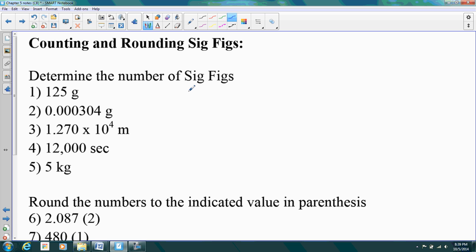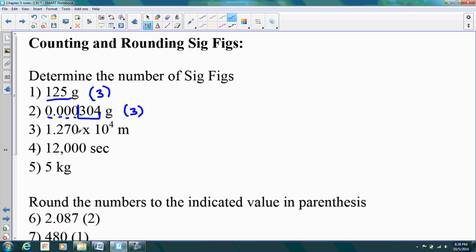If we take a look at this first one, you can see that I have 125 grams. There aren't any zeros in here, there aren't any decimal places, so this has three significant figures. All three numbers are significant. If we take a look at example number 2, you can see that all of these zeros that I have underlined are placeholders. Now this 0 here is being captured between the 3 and the 4, so all of these numbers are significant, so again I have 3 sig figs.